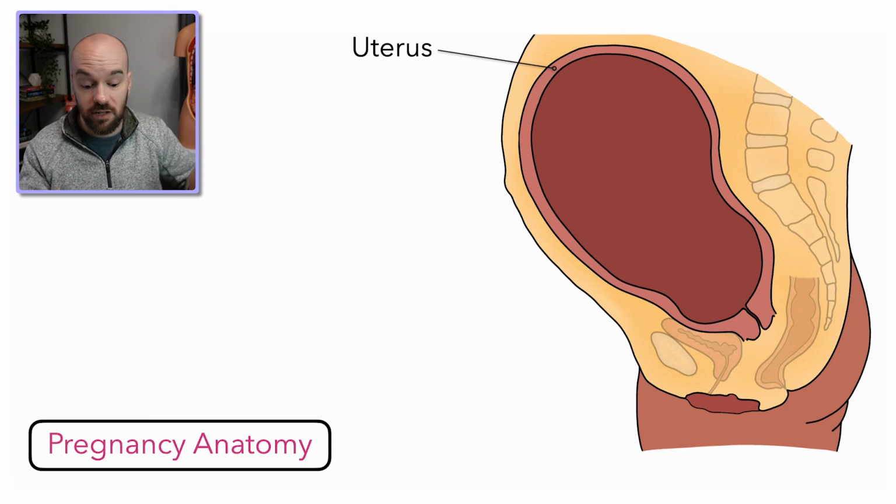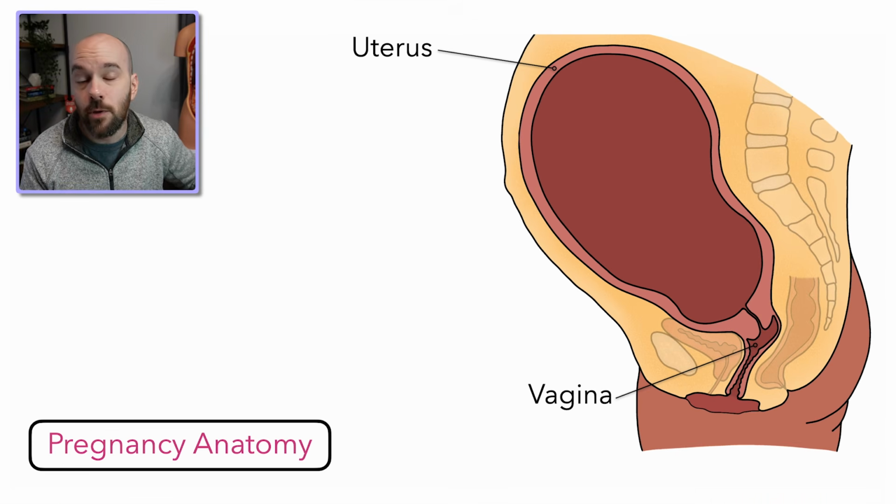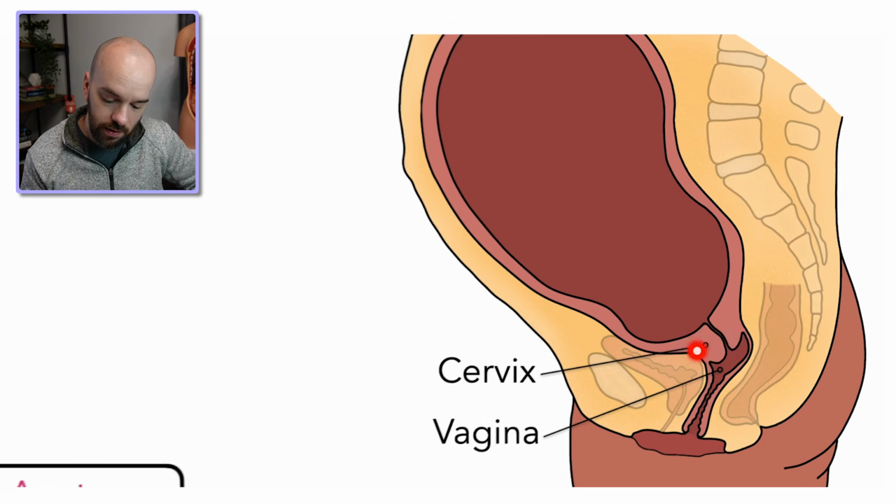As you can see, the uterus is filling up most of the space. It contains the baby, which has been growing and developing over the course of the 9 months of the pregnancy, and so that uterus is many times its original size. We have the vagina, which is going to connect from the uterus down to the vulva right here. And between the uterus and the vagina, we have some tissue called the cervix. This right here is the cervix.